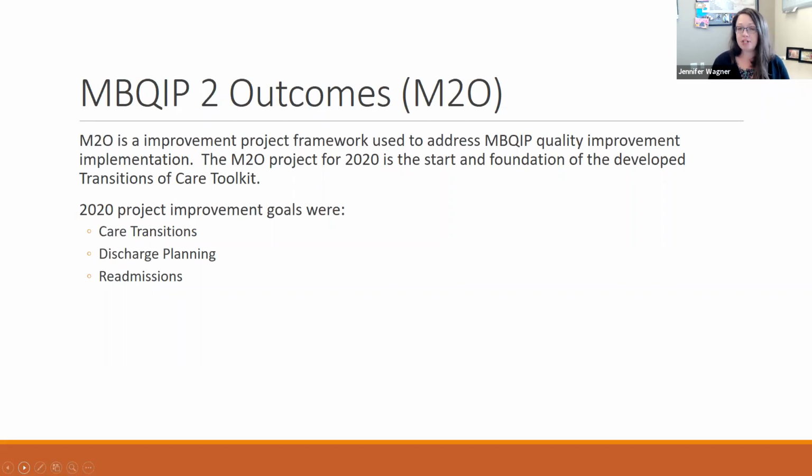Our 2020 project improvement goals were care transitions, discharge planning, and readmissions, as they're all interrelated. You'll probably notice by the year listed, this project happened in the middle of a pandemic and kicked off about 2 months after I was into my role. So there were a lot of moving parts and changes and learning for everyone involved, but it turned out to be a really fantastic experience.